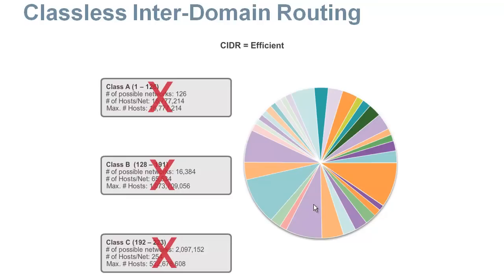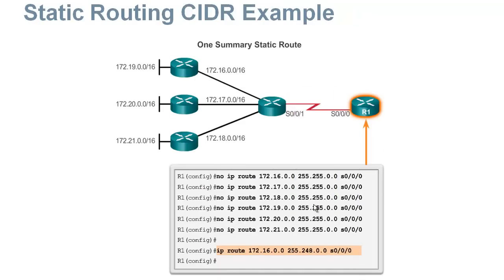With CIDR, you could change the subnet mask to give you just the number of hosts that you actually need. So instead of buying an entire class C because you have 100 hosts, which would give you 254 usable IP addresses and you'd waste about 150 of those, you could just change the subnet mask and only use 126 addresses. So again, we use classless interdomain routing to save addresses and do things more efficiently.